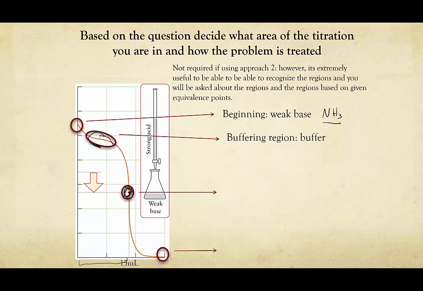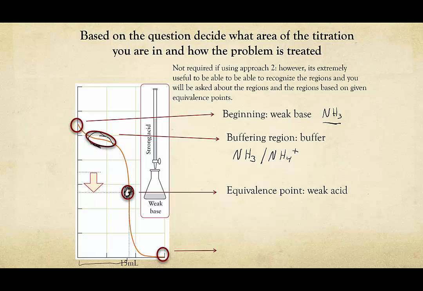When we get to this section though, now we have a buffering region. And that's because much of the NH3 has been reacted in forming NH4. So now we have two things present. We have NH3 and we have its conjugate acid.